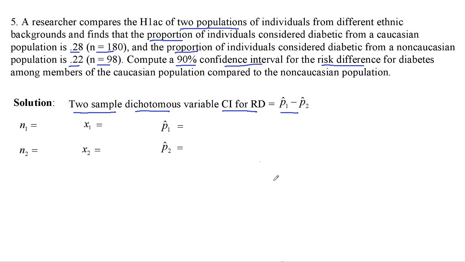So the information we're given: the first sample proportion is 0.28. That's P1 hat. The first sample size is 180. That's N1. The second sample proportion is 0.22. That's P2 hat. And the second sample size is 98. That's N2. They didn't give us the successes because they gave us the sample proportions. If we had successes, we could compute these. So let's go to Excel.